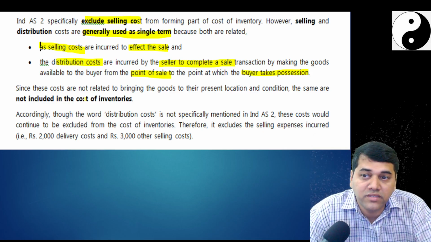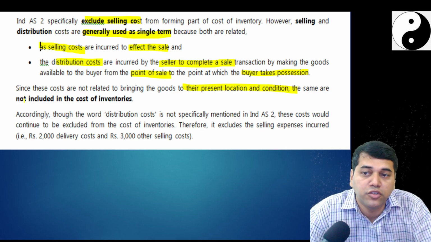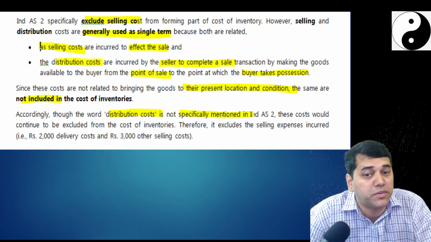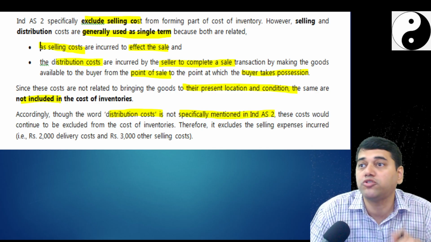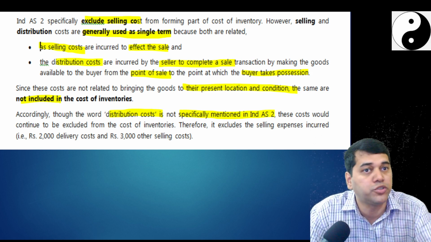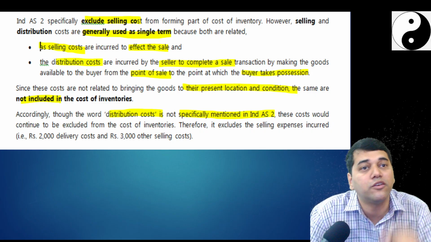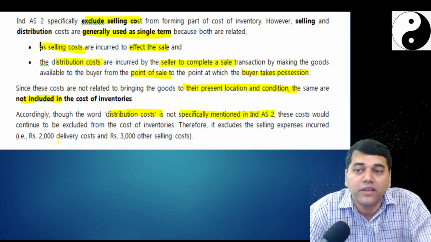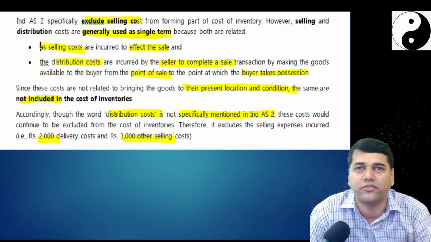That's what, no. Since these costs are not related to the bringing to their location and condition, you need not include accordingly, even though the distribution cost is not specifically mentioned in Ind AS 2. They said selling cost should not be part. Have they told you distribution cost should not be there? But that 2,000 rupees is a distribution cost, it is not a selling cost. Now should it be part? That's why you say that even though it is not specifically mentioned, by default you will exclude it.